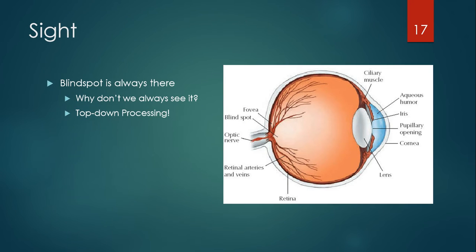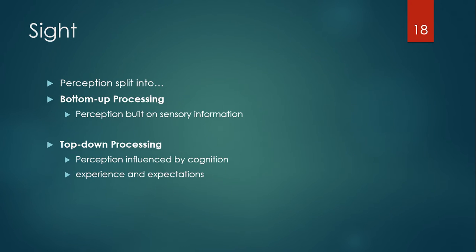So the blind spot is always there. It's with us throughout the day. Why don't we always see it? Well, this is because of a process called top-down processing. Now, let's talk about bottom-up and top-down processing. So perception can be said to be split into bottom-up processing and top-down processing. Now, these are two different ways that we perceive the world around us.